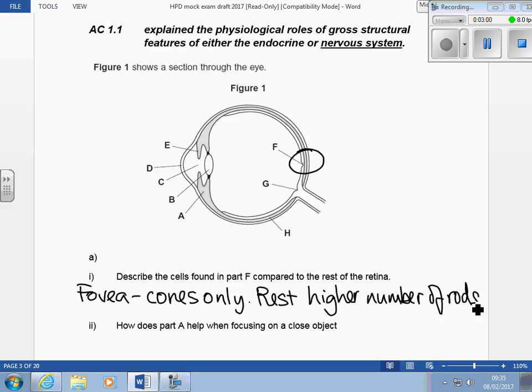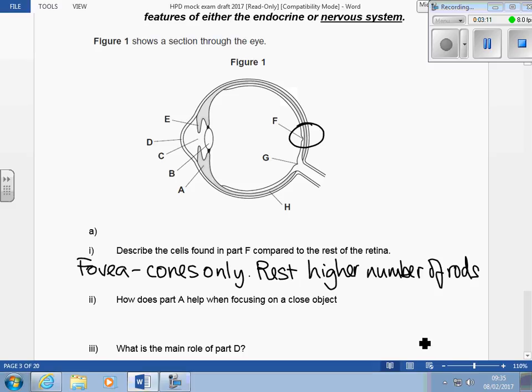I haven't left a space for you to actually describe them. So, I'm not needing you to describe the structure of the individual cells or anything like that. So it's just describing them compared to the rest of the retina.